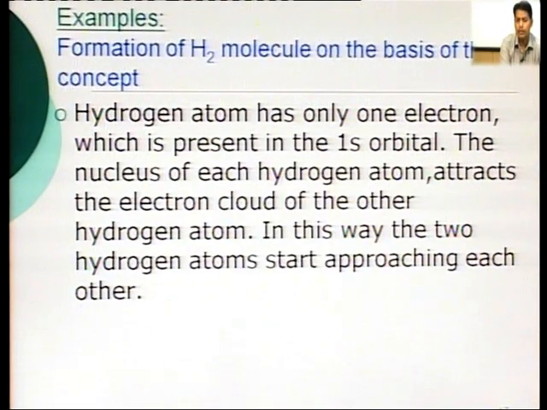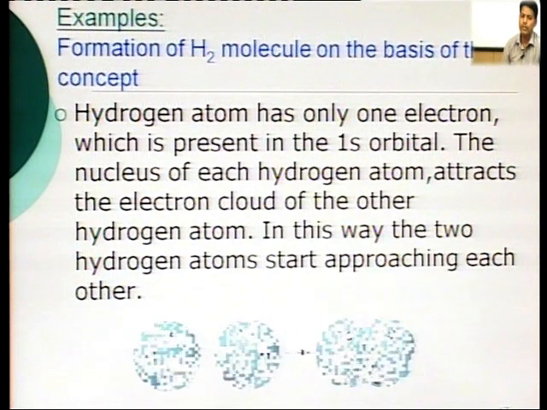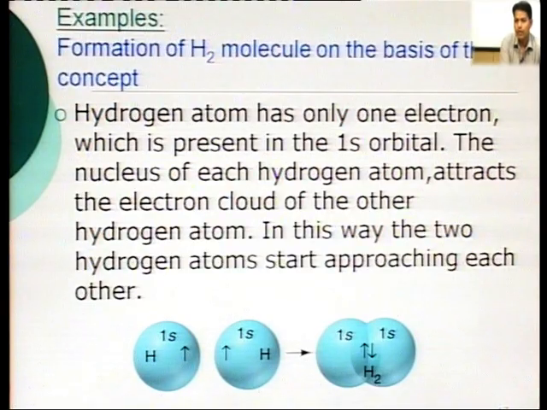For example, formation of a hydrogen molecule on the basis of this concept. Hydrogen atom has only one electron which is present in 1s orbital. The nucleus of each hydrogen atom attracts the electron cloud of the other hydrogen atom. In this way, the two hydrogen atoms start approaching each other. So, the two atoms of hydrogen each have one electron in 1s orbital. The orbitals approach each other, overlap and form a covalent bond.